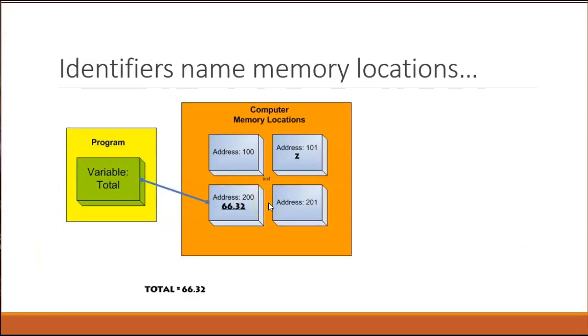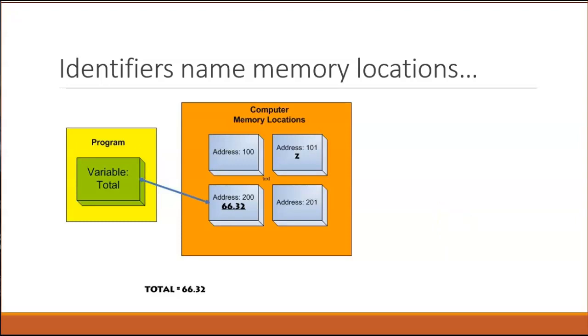This slide is a good one to just reinforce what I said earlier. Here we have a variable called total, and that's what our program logic is going to use, or know it as. But in fact, when the computer is running, that particular variable total has been mapped to a particular address, in this case 200. And that address 200 is going to hold the value of $66.32.